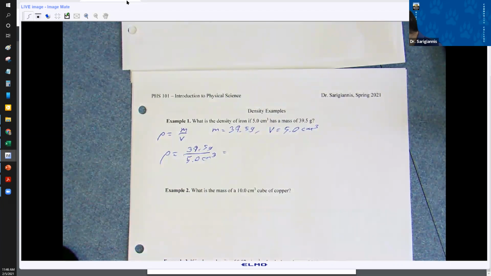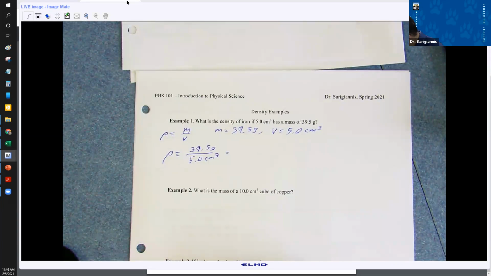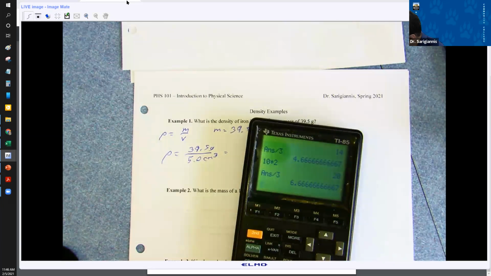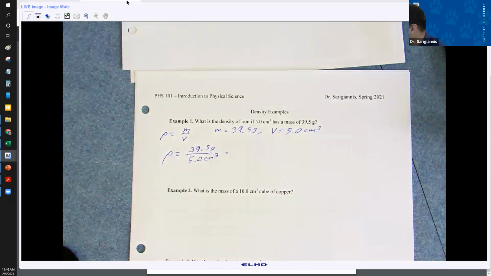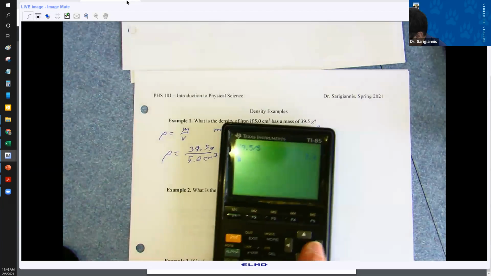And what do we get? Well, I don't actually know what the calculator is going to give me. 39.5 divided by 5. Oh, it does give you exactly 7.9. Okay, so I get 7.9.